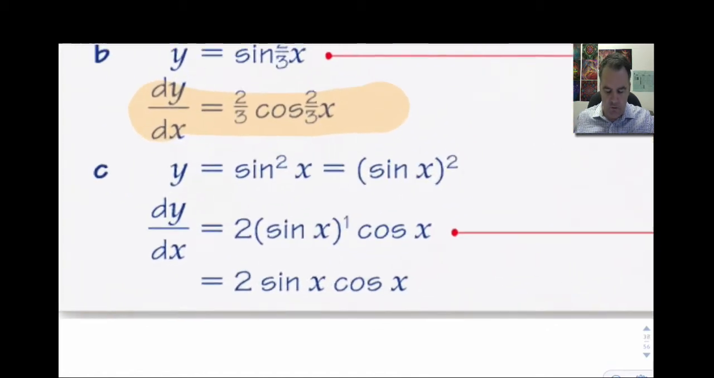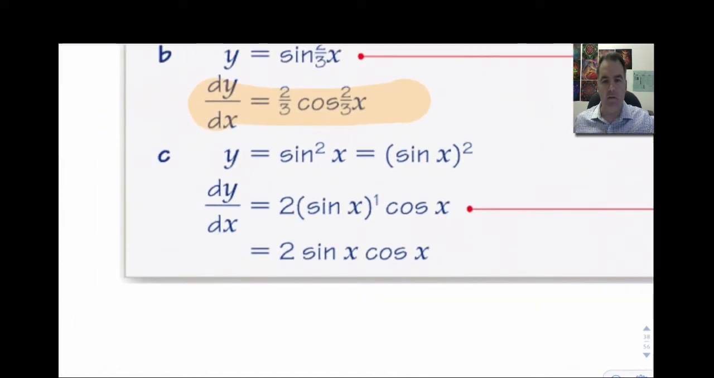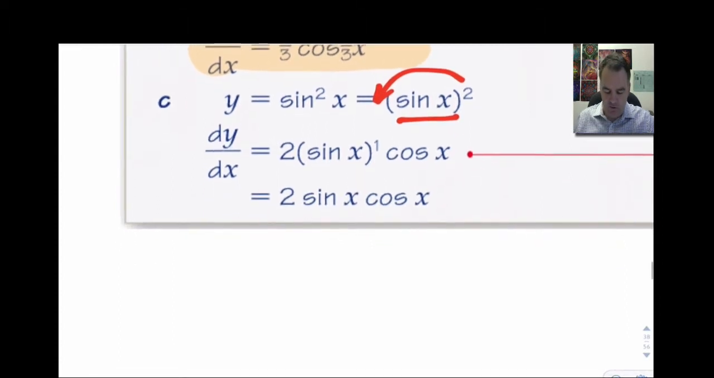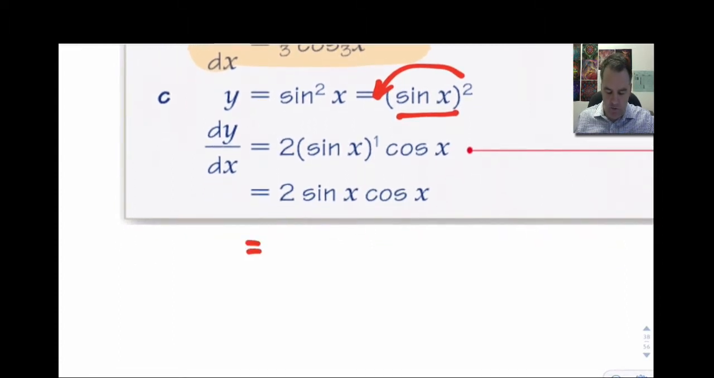This one here is a little bit trickier. Sine squared x is the same as sine of x, squared. If we use the chain rule, we bring that number down the front, subtract 1 from the power, and multiply by the derivative of what's inside the bracket. So we get 2 sine x to the power of 1, and the derivative of sine x is cos x. So we get 2 sine x cos x, which some of you may recognise as sine of 2x.